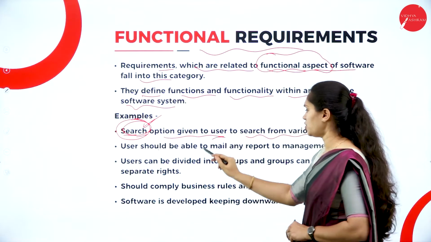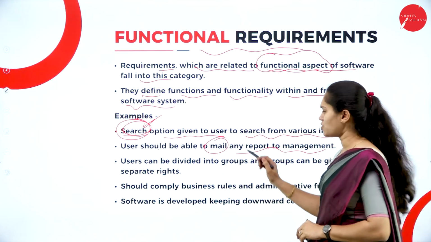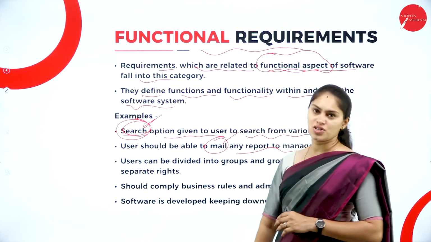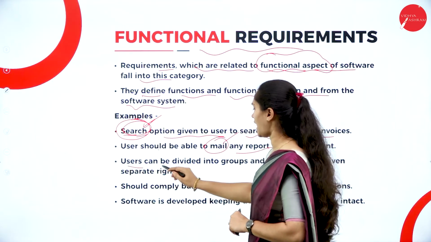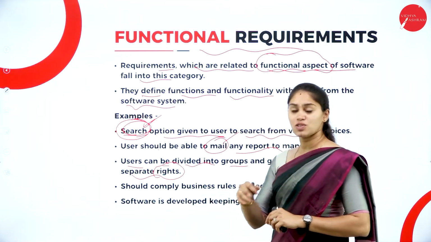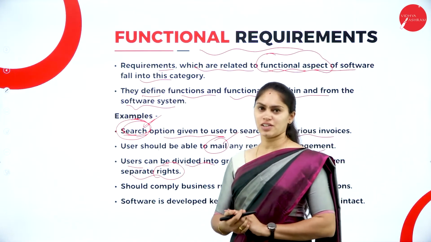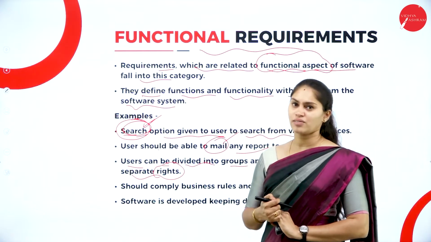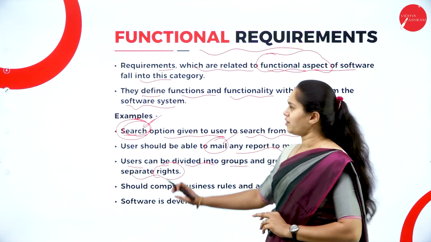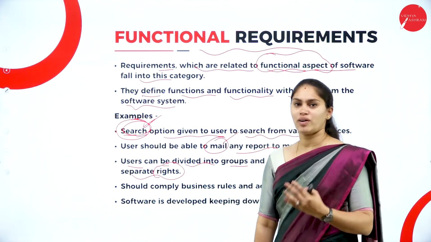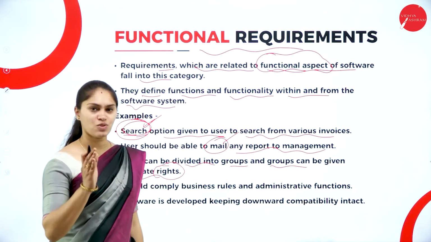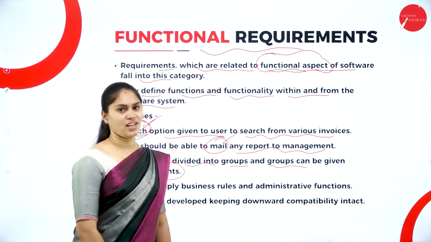And the user must be able to mail any report to management. So that operation we are performing is also one of the functional requirements. Also, users can be divided into groups, and groups can be given separate rights. All the users need to be differentiated from each other, and each user must have their own privileges as well as rights. All these examples fall under functional requirements. In order to have smooth and efficient usage of any software, functional requirements are very, very important.